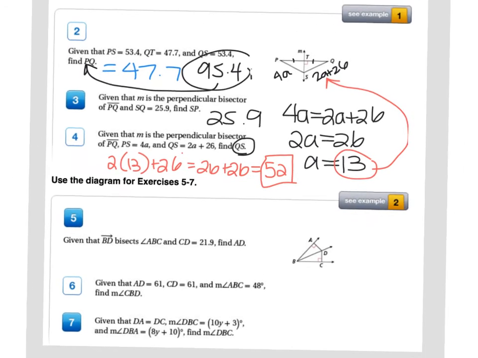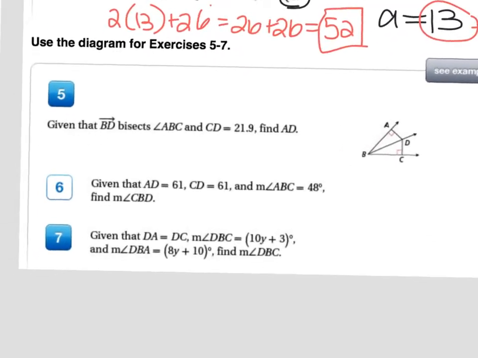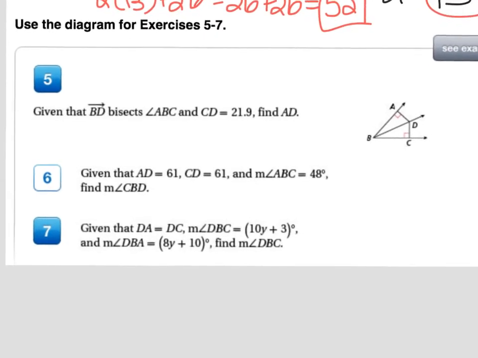So that was all perpendicular bisector, and then 5 through 7 was angle bisector. Okay, it says that ray BD bisects angle ABC, which means that this is cut into two congruent angles, and CD is 21.9, which means AD is what? 21.9. Any point along the angle bisector is equidistant from the sides. Then it says, given that AD is 61 and CD is 61, so we didn't know that it was the angle bisector this time. But if those are equidistant, then we know that it's the angle bisector. And if ABC is 48, what's CBD? Wouldn't it be 24? 24. It's half the 48.